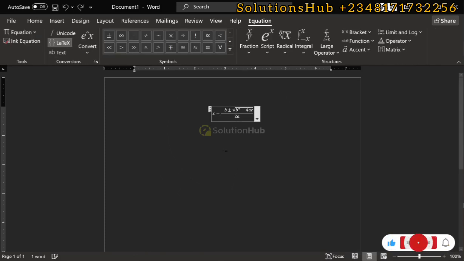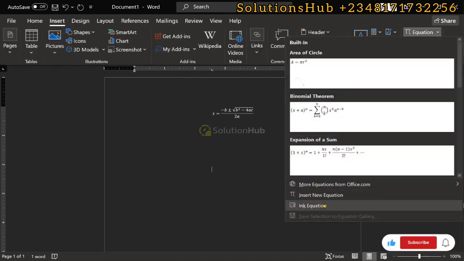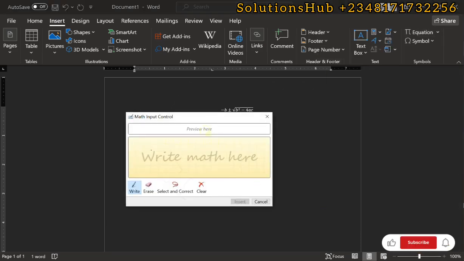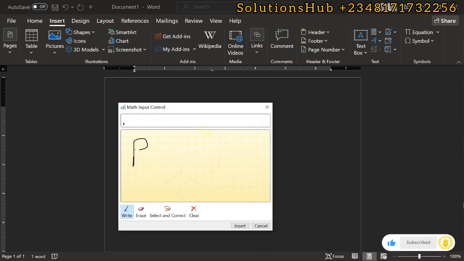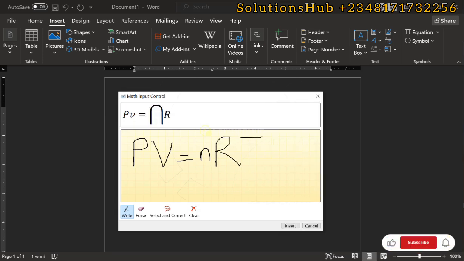So we can still go further to have other formulas like maybe the ideal gas law. If this is where we want to insert that equation, we come back to Insert, we come down here, we say Ink Equation, then perhaps we have PV, which is capital letter P and capital letter V, equal to small letter n, which is the number of moles of gas. Then we have the capital letter R, which is this, and then we also have the capital letter T, which is this.